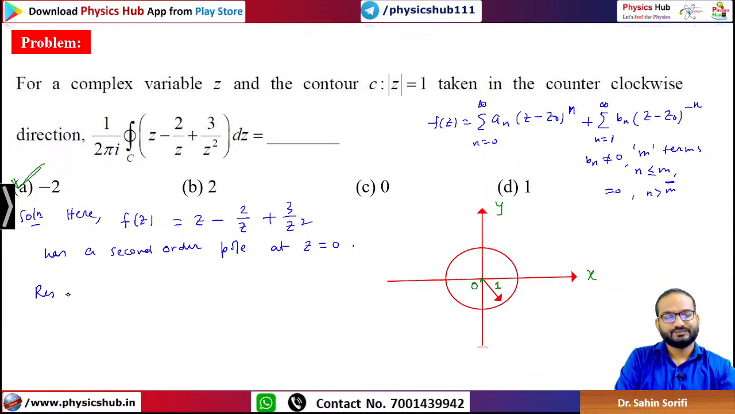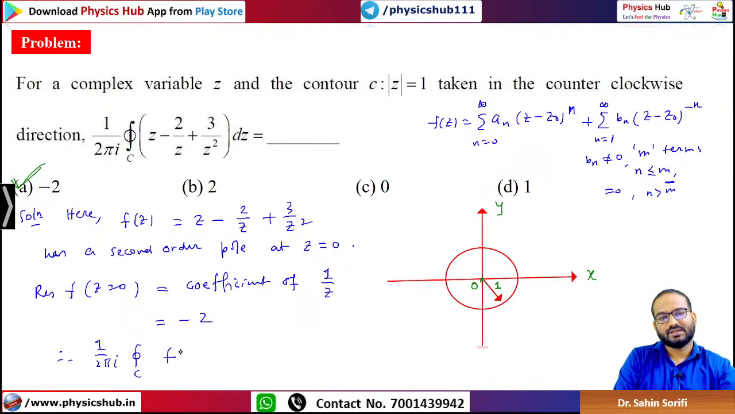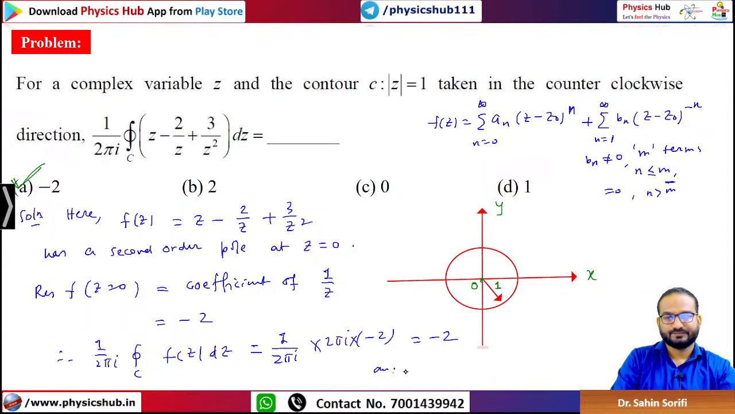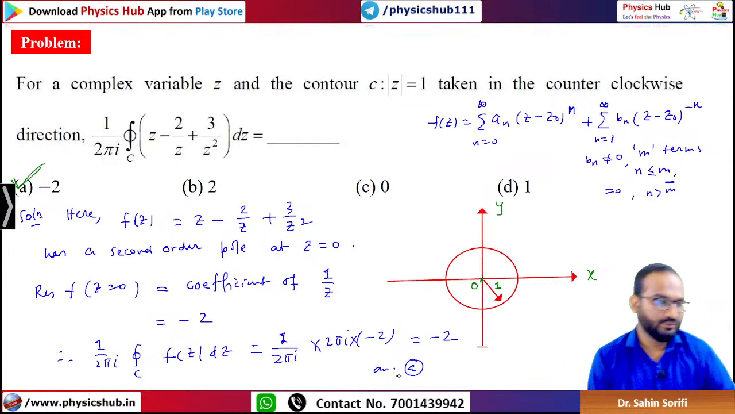So residue of f of z at z equals 0, you can use simply the coefficient of 1 upon z. Coefficient of 1 upon z is minus 2. So 1 by 2 pi I integration f of z dz is 1 upon 2 pi I times 2 pi I times minus 2. Option A. Is it clear to everyone? Let's move on.